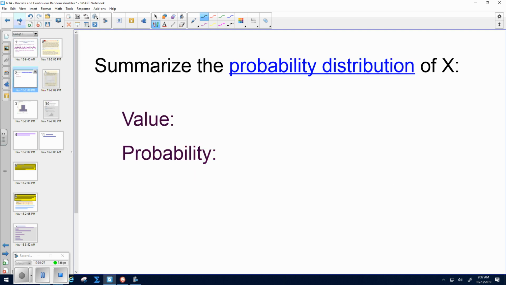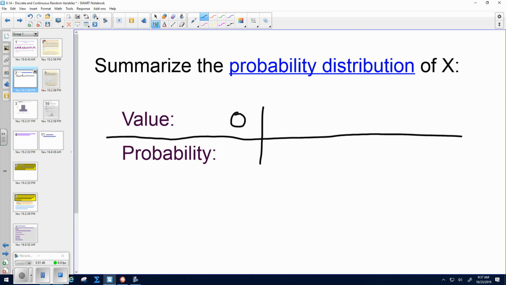So we did these last time too, a probability distribution. A probability distribution tells you the value you can get and its probability. In this case, we could get 0 heads when we toss a coin 3 times. We could also get 1 heads, we could also get 2 heads, and we could also get 3 heads when we toss a coin 3 times.